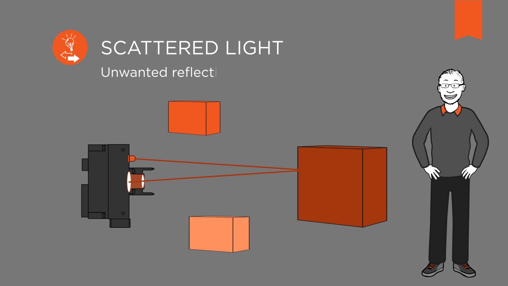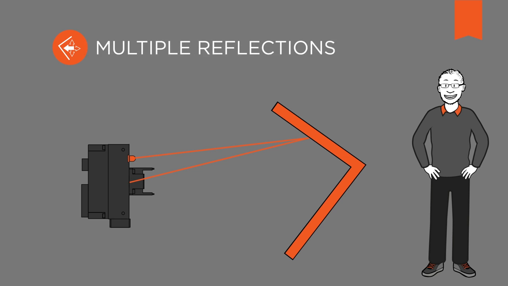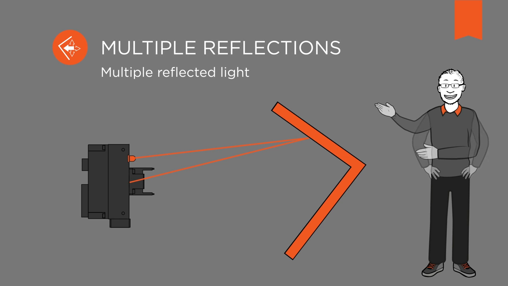Scattered light occurs due to unwanted reflections. Bright surfaces located very close to the camera quickly scatter too much light into the lens and create artifacts. The TOF distance measurement requires light that has been reflected just once. Light that is reflected multiple times distorts the measurement. Multiple reflections are typically produced by corners and concave shapes.